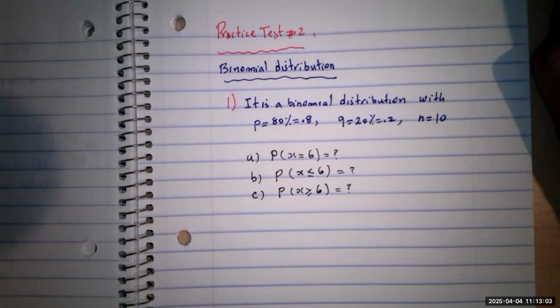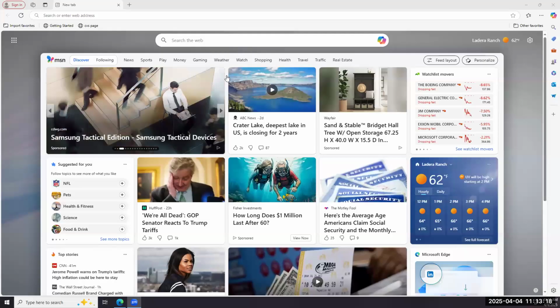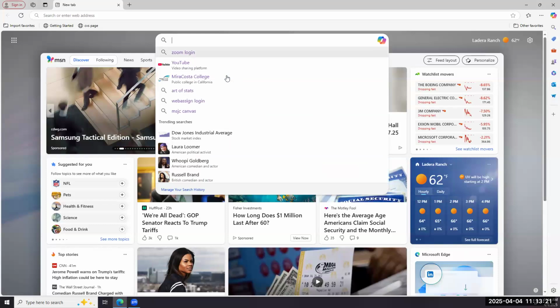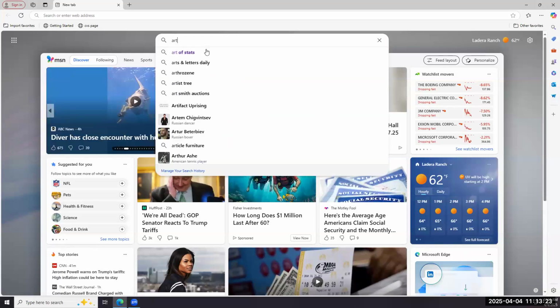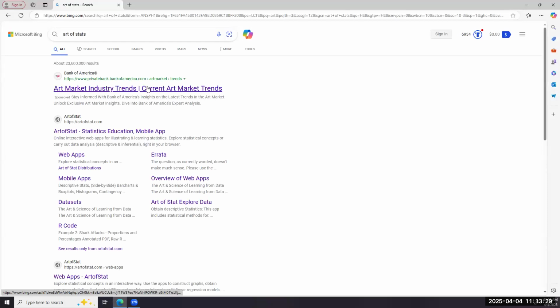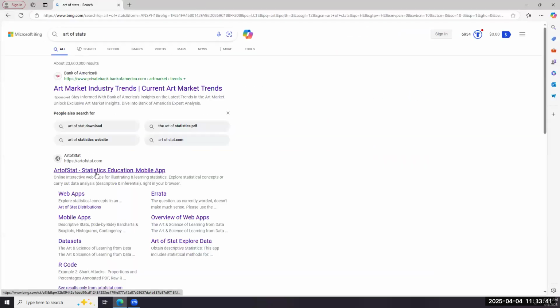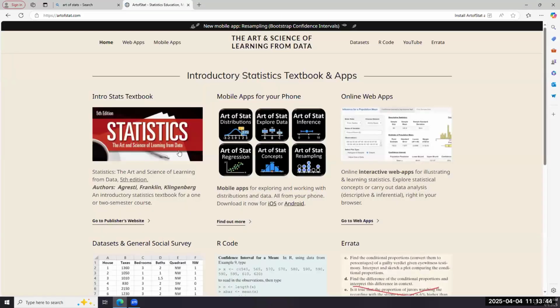So let's say I just started over. I wanted to see exactly how we are going to get to that. So this is it. I go to the art of stats. You see, I got it over here because I used it before. So go to the art of stats. This is it. Art of stats.